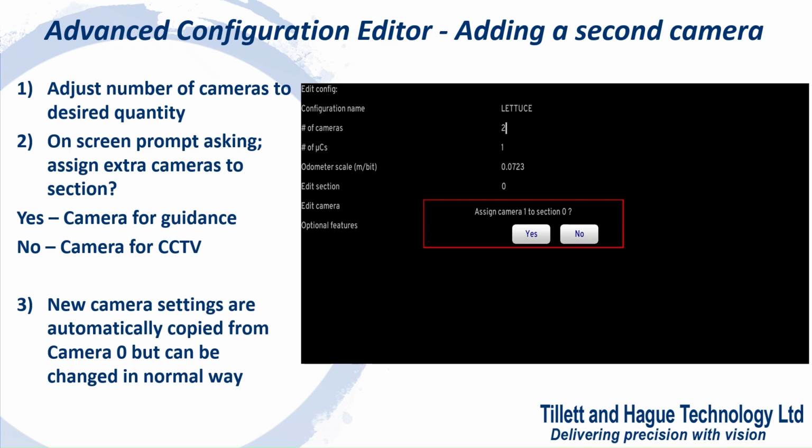When adding an additional camera, settings are automatically copied from camera 0, as it is quite typical for cameras to be set up identically. However, there are circumstances where there may be an advantage to setting 2 cameras differently, to deal with a wider range of crop growth stages, for example. Camera parameters can be edited for each camera in the usual way.